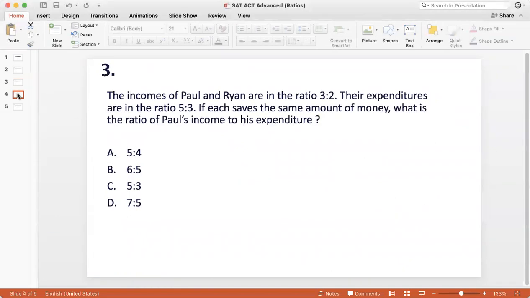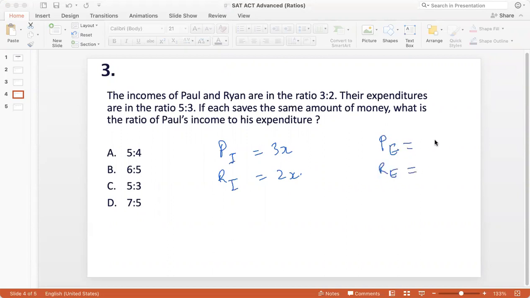Okay, next question. The incomes of Paul and Ryan are in the ratio 3:2. Their expenditures are in the ratio 5:3. If each saves the same amount of money, what is the ratio of Paul's income to his expenditure? Okay, so let's say Paul's income and Ryan's income. Let's say this is 3x and this is 2x because the ratio is 3:2. And Paul's expenditure and Ryan's expenditure would be 5y and 3y, right? Because the ratio of their expenditures are in the ratio 5:3.